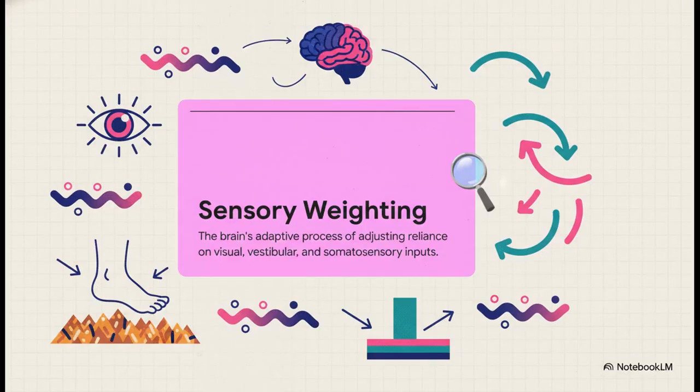So you've got all this info flooding in from your eyes, your body, your inner ear. So how on earth does the brain decide what to pay attention to? Well, that's a process we call sensory weighting. Let's say you're standing on a wobbly surface, like sand. Your brain quickly learns, hey, the info from my feet isn't so reliable right now, and it starts to rely more heavily on your vision and your vestibular system. It's this constant adaptive process of figuring out which signal is telling the truth.